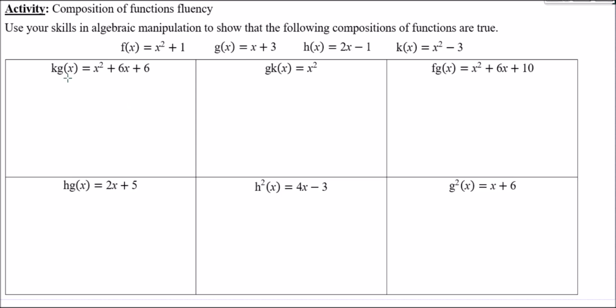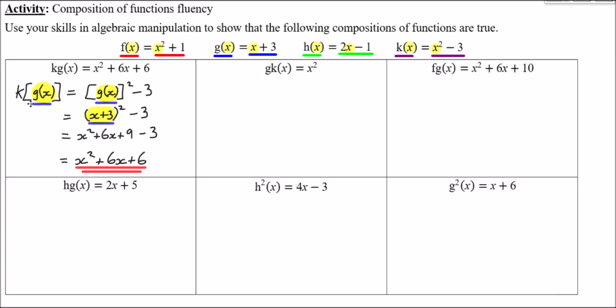First of all, I always think about f of x, g of x, and all these in terms of the input x. So if I just highlight the x's here first of all, f of x takes the input, squares it, plus 1. G of x takes the input, adds 3. H of x doubles the input, takes 1. K of x takes the input, squares, minus 3. And I've underlined here what the actual functions are. So first of all, k of g of x, I did this as follows. G of k of x, I would derive in this way.